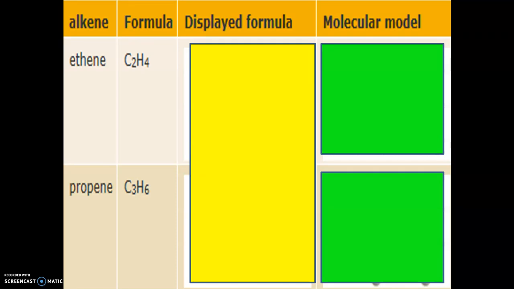So your new task, guys, your next task, I want you to draw in this table as it is, and then complete the table by writing in and drawing in the displayed formula and the molecular model for ethene and propene. To give you a clue, molecular model is the images we saw on the previous slide. Displayed formula, I want you to have a go at that, and then we'll go through it. So I'm going to give you 7 minutes for that, guys. Have a go, and then we'll go through it and assess it. 7 minutes, go.